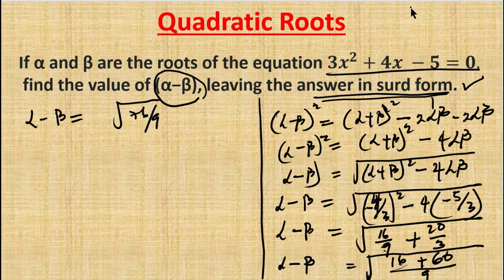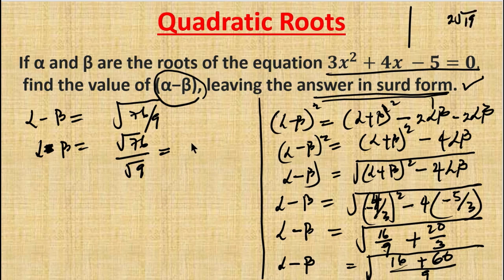Now let's factorize 76. When we factorized 76 the other time, I think we got 2. Now, okay. So that alpha minus beta, since our answer is to be left in short form, will be the root of 76 over the root of 9. The root of 9 obviously is 3, and from our initial factorization the other time, we got the root of 76 to be 2 root 19, which I can remember vividly. So this will be the same thing as 2 root 19 over 3.